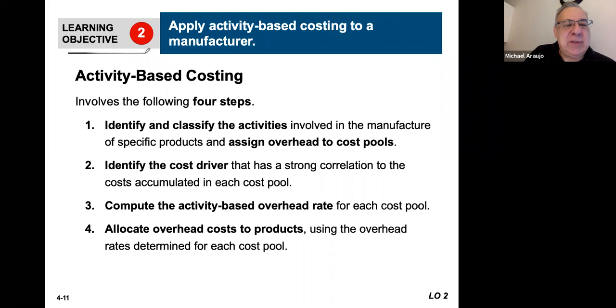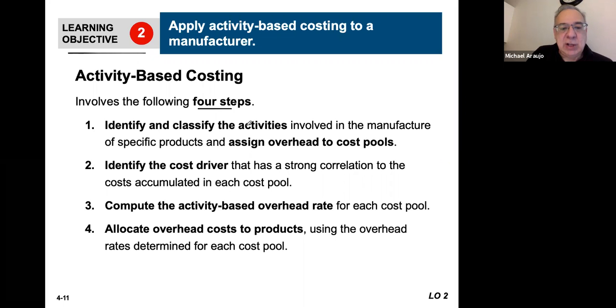Learning objective 2 looks at how activity-based costing actually works for a business. We're going to be going through these 4 steps for the business we just looked at, Atlas.